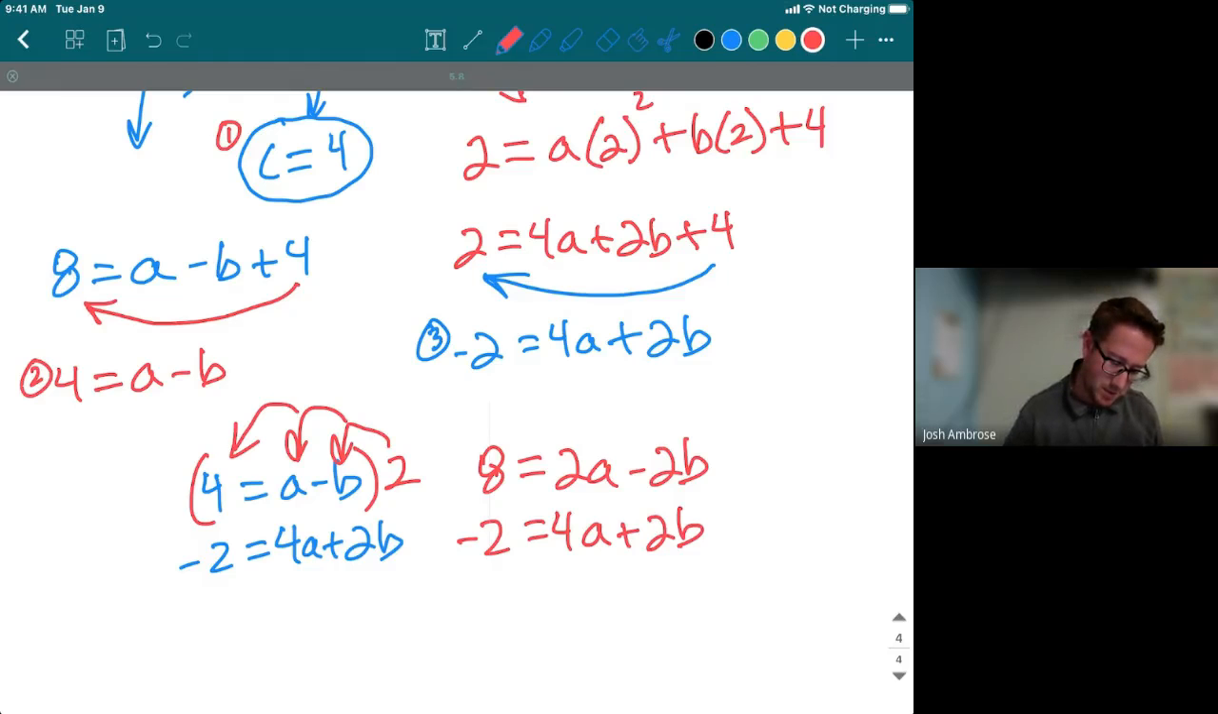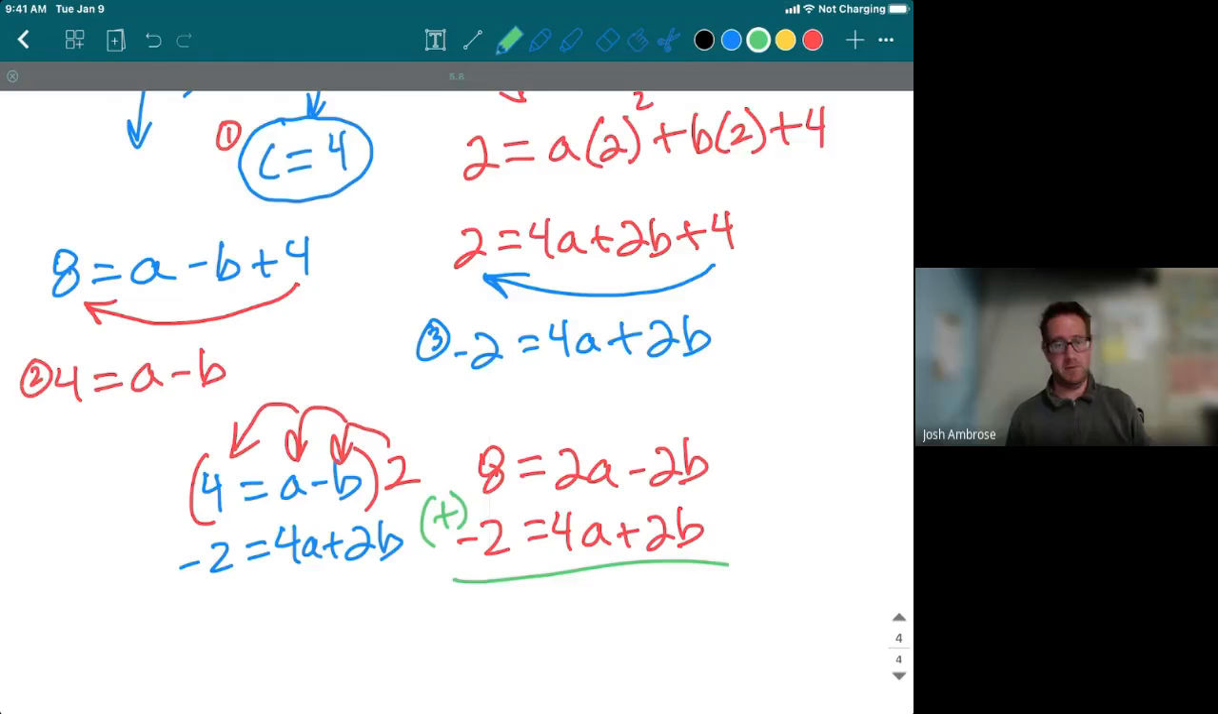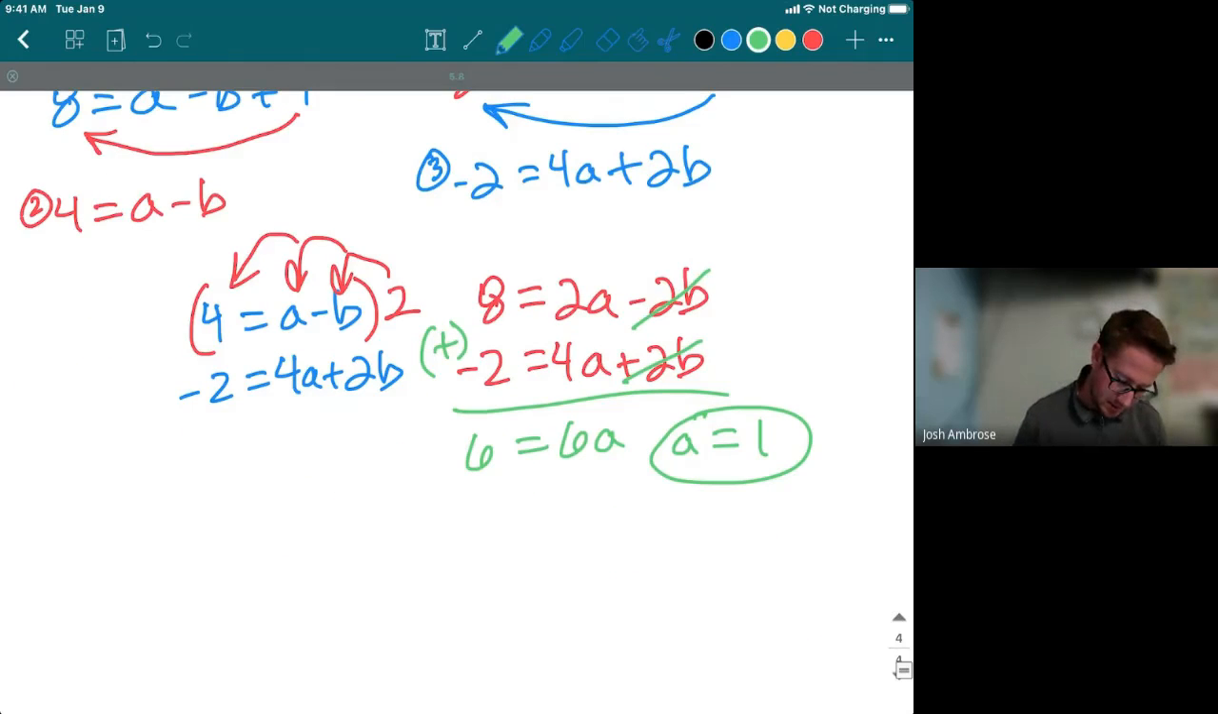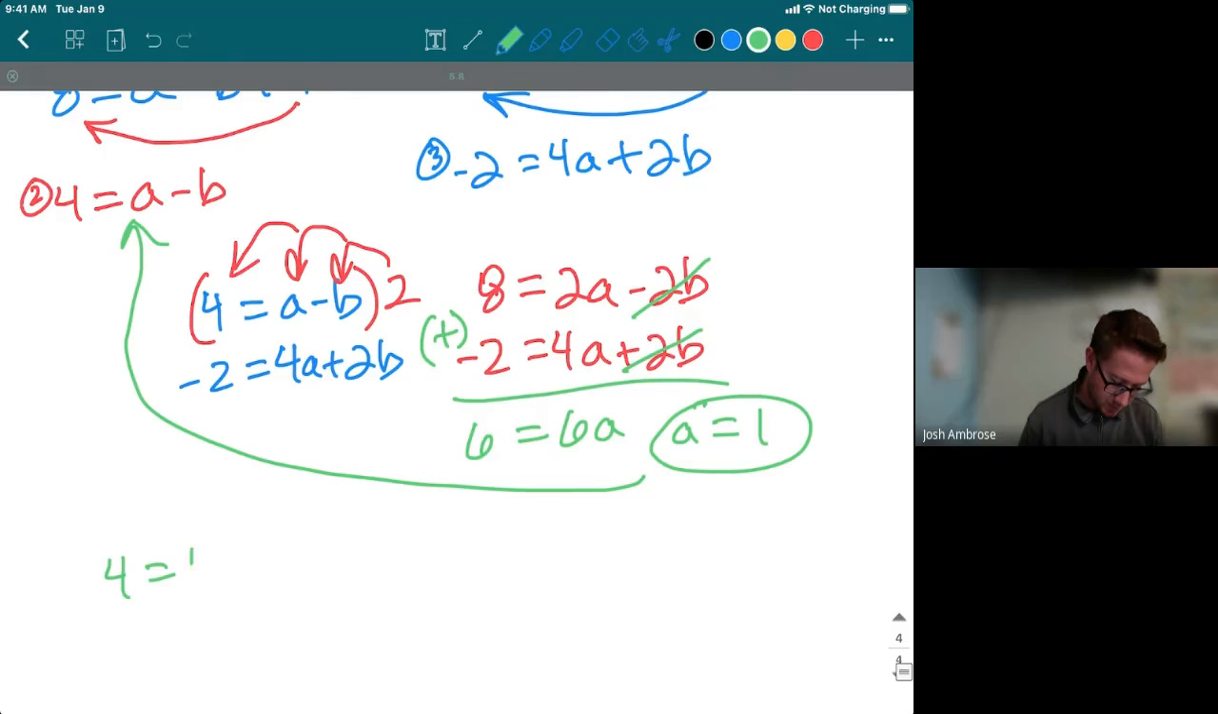Now what you should see is we have a negative 2b, we have a positive 2b, so we got to take those out, and the arithmetic we would use here is addition because the signs are opposite of one another. So gone and gone, giving us 6 equals 6a, meaning a equals 1. Don't forget we already had c. Now we have a, and let's take that value and plug it in right there. So 4 equals 1 minus b. b equals a negative 3.